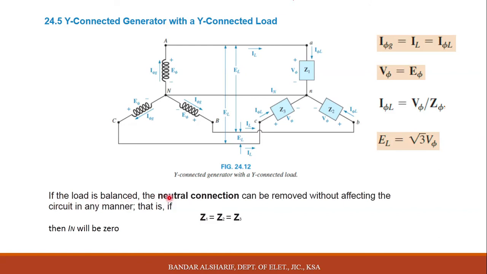If the load is balanced, the neutral connection can be removed without affecting the circuit in any manner. That is, if Z1 equals Z2 equals Z3. This is what balanced means. We can remove the line neutral connection and it will not affect anything. If it is unbalanced, we need the neutral connection. Then IN will be zero if you add all the currents, I phase 1, I phase 2 and I phase 3. If you add them, you will get zero.